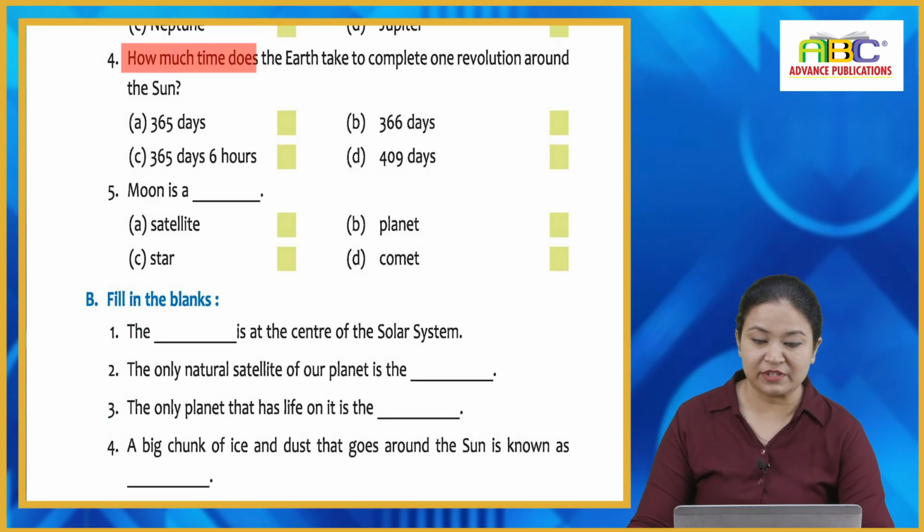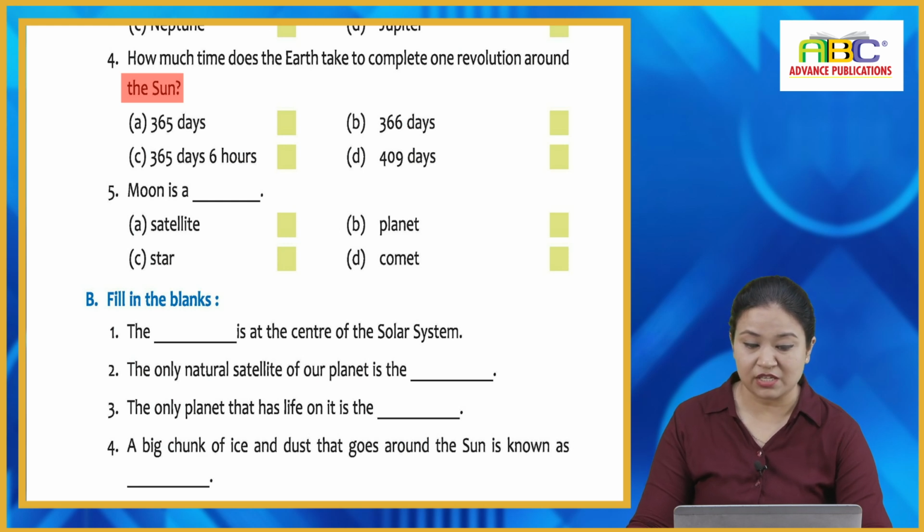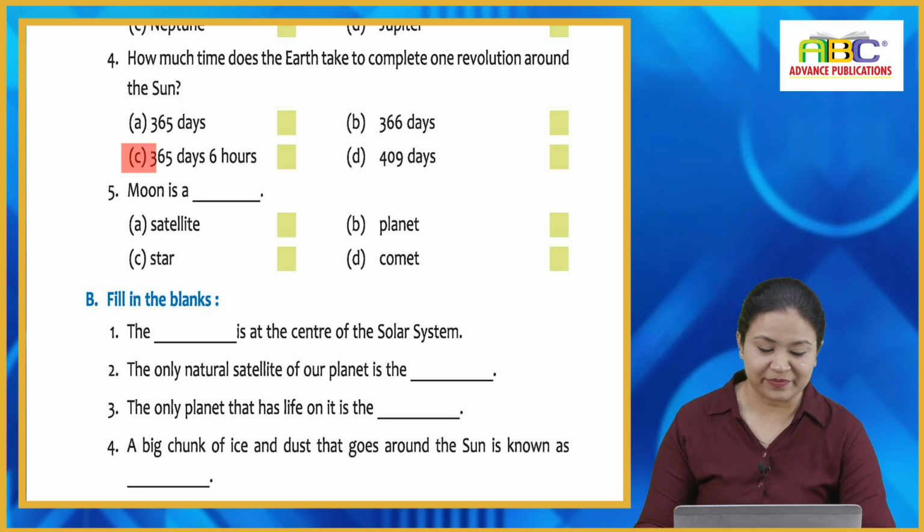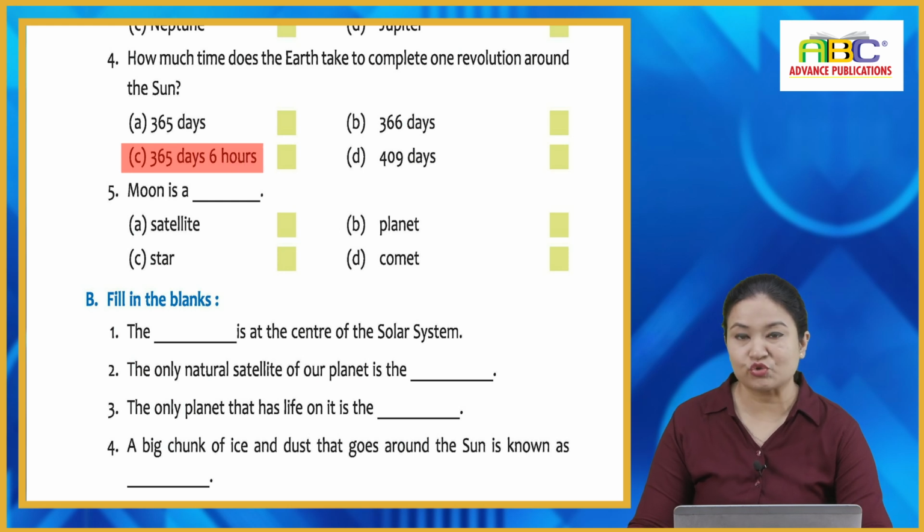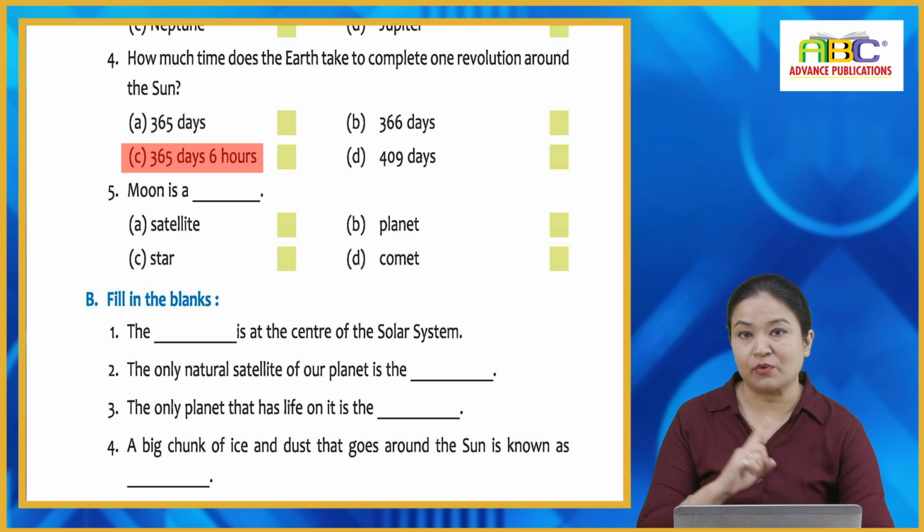Fourth, how much time does the earth take to complete one revolution around the sun? A 365 days, B 366 days, C 365 days 6 hours, D 409 days. So the correct answer is option C 365 days and 6 hours. It takes to revolve around the sun.